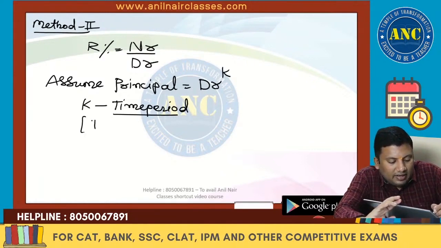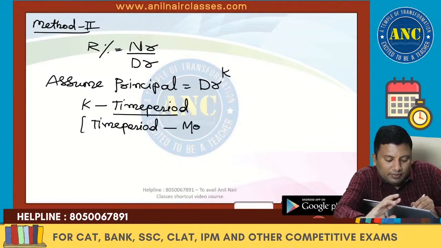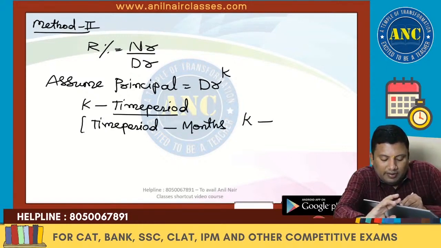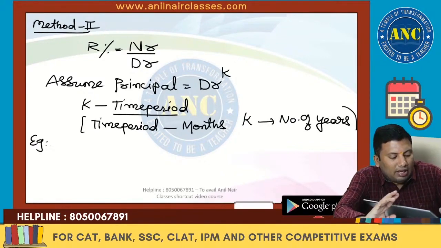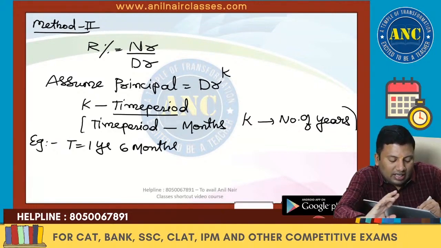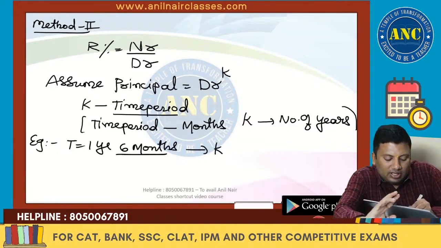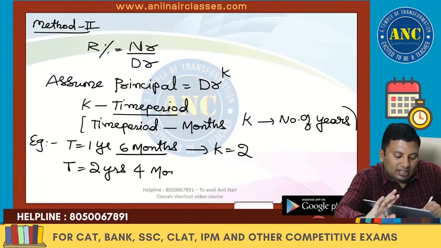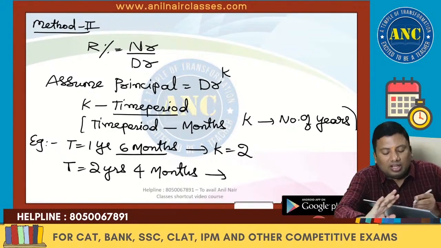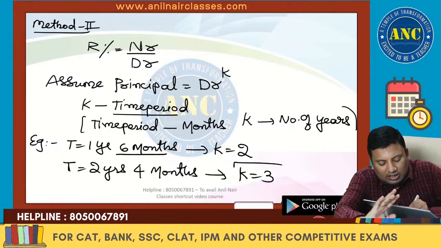If the time period given is in months, take k value as the number of years. For example, if time period is given as 1 year 6 months, that means in the second year, the 6th month is in progression. So k is nothing but 2. If the time period is given as 2 years 4 months, the 4th month of the 3rd year is in progression, so k is nothing but 3.